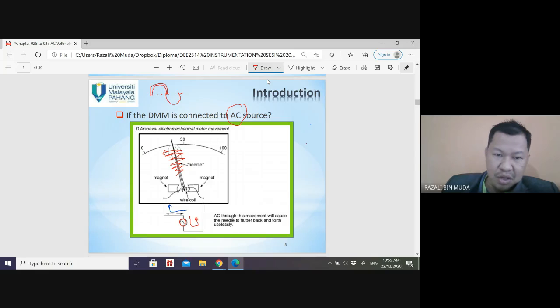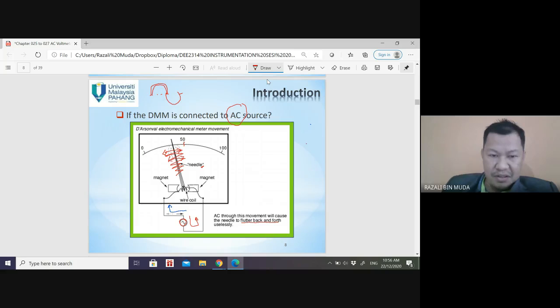Okay, one time this way and another time this way. Next time this way and another time this way. So that is the problem. So the needle becomes wobble. If AC goes through this movement, it will cause the needle to flutter back and forth uselessly, so you cannot show what is the real value. So that is the problem with AC if we use the DC servo meter movement straight away.